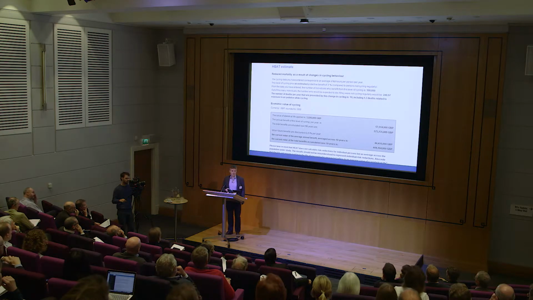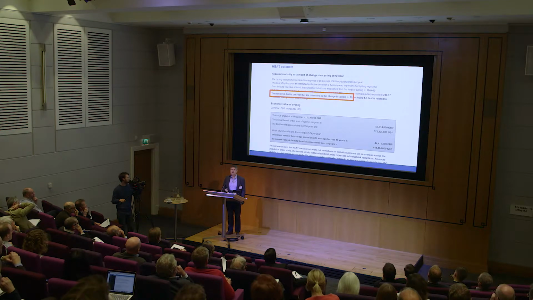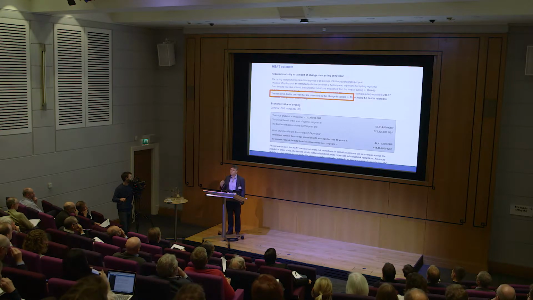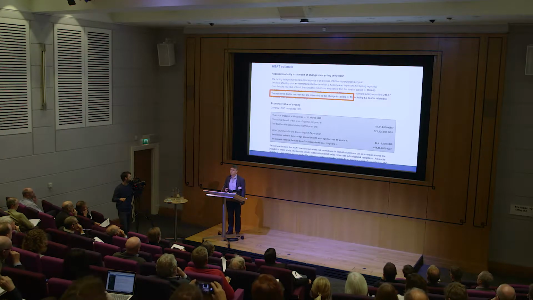If you've run a HEAT model before, you might recognize this screen. This is what it looks like after you've run a model. This is the primary output page. And what it does is it starts by telling you the reduction in annual death rate. So in this particular scenario that was modeled, there were 19 fewer deaths every year as a result of the cycling that was taking place in that population.